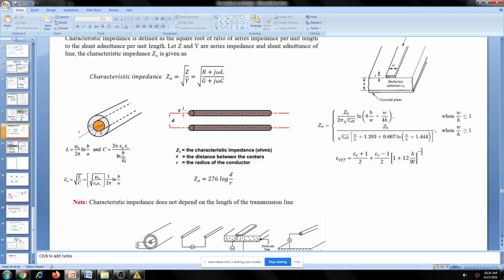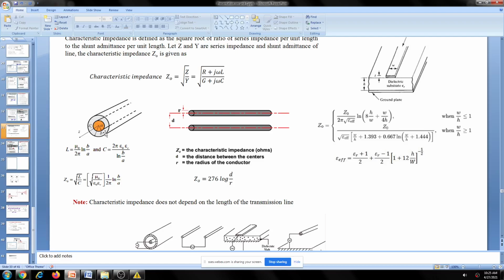If you know these parameters, we can get the characteristic impedance. For this coaxial cable, the characteristic impedance is given by this equation. It depends upon the outer radius and inner radius of the conductors, and the permittivity of the material in between the two conductors. This is the inner conductor, this is the outer conductor.